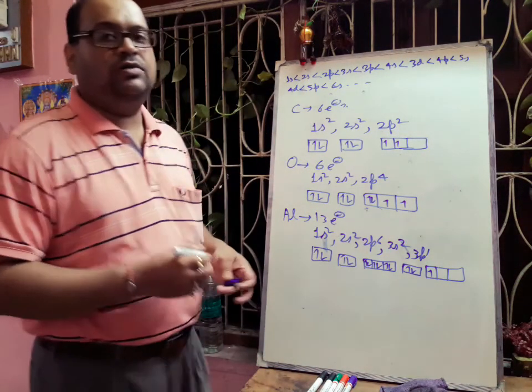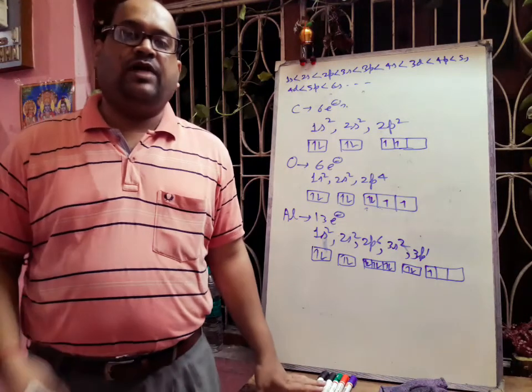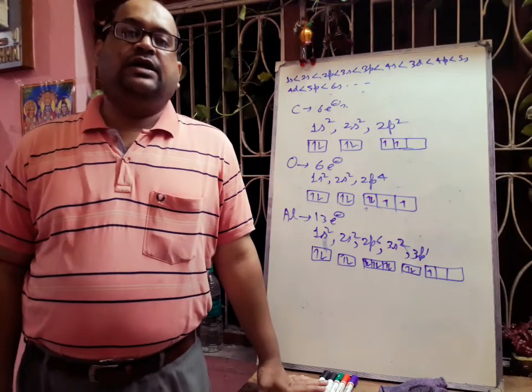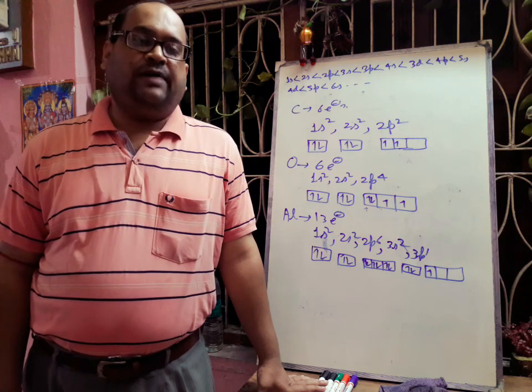Understand? So today up to this. Next day we will discuss more about the electronic configuration and the radial probability curve. So today up to this, thank you.